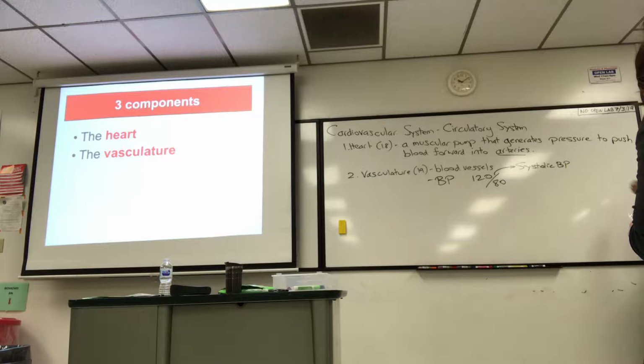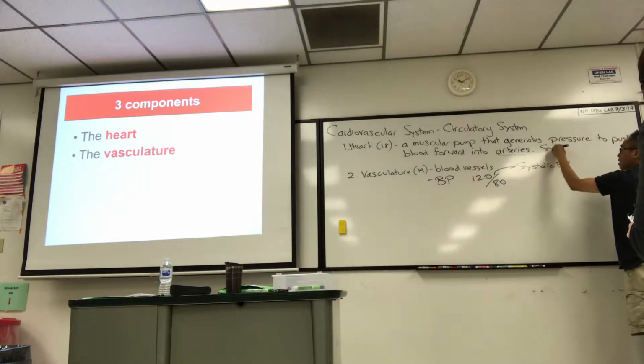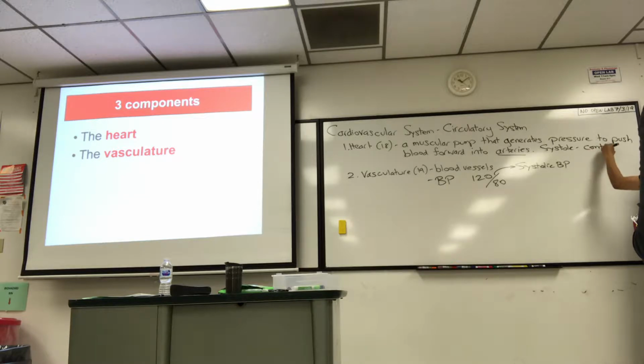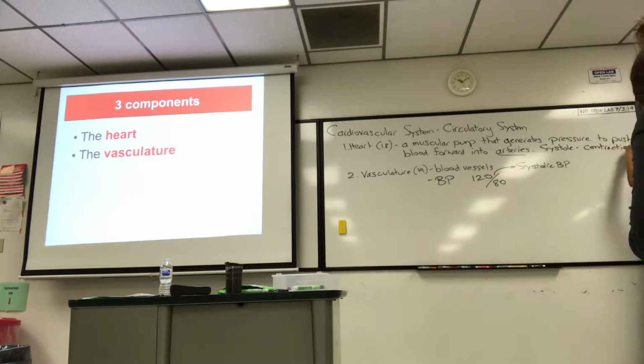If the heart is in systole, the heart is in a state of contraction. That's when it's doing the pushing. It's pushing the blood forward. And that causes the high number in your two numbers of blood pressure. The pressure when the heart's in systole, systolic blood pressure.